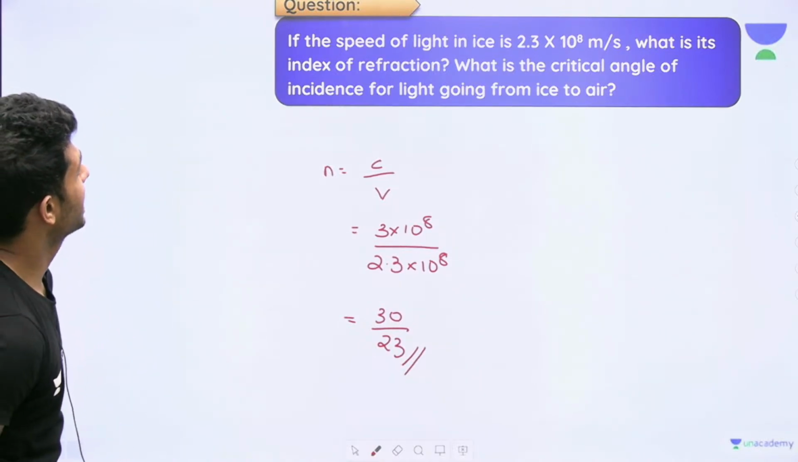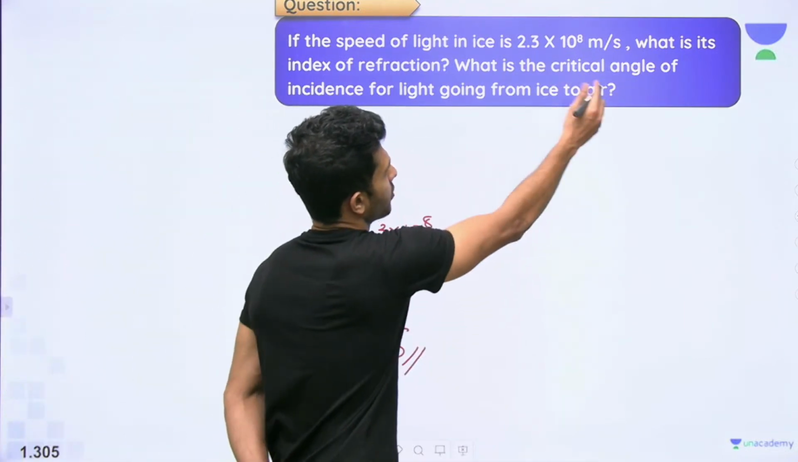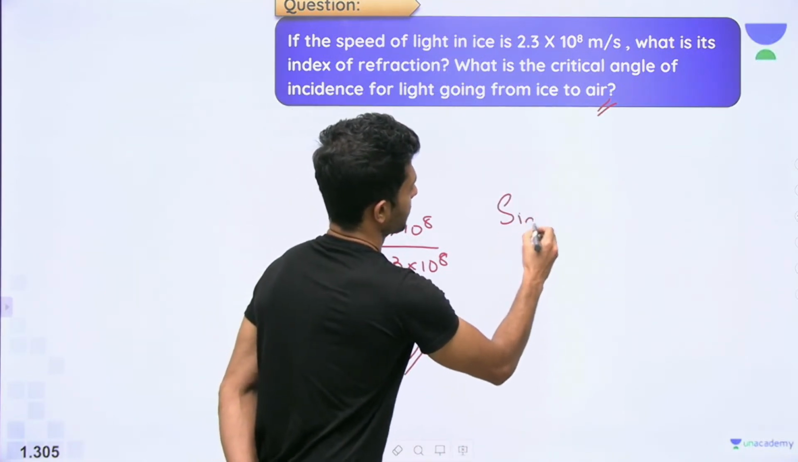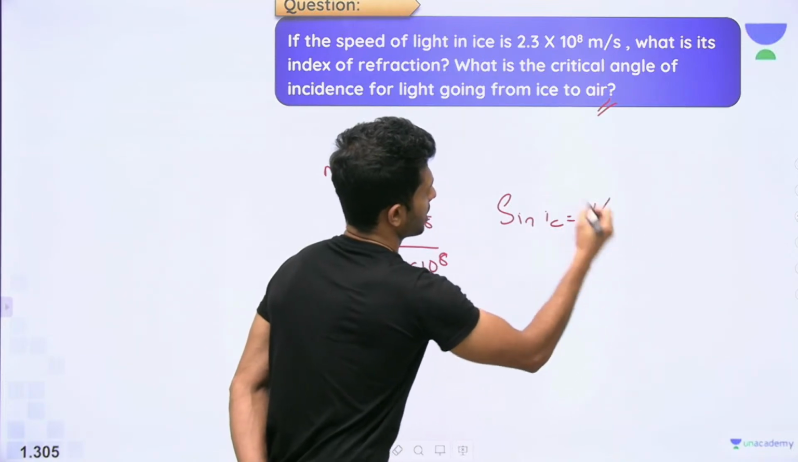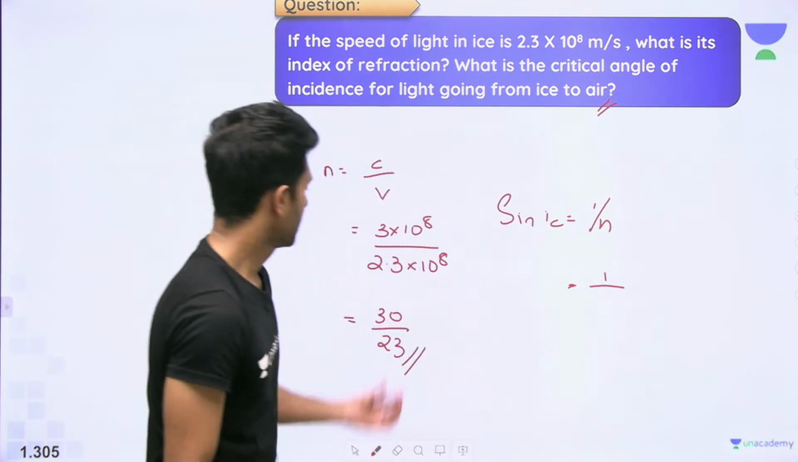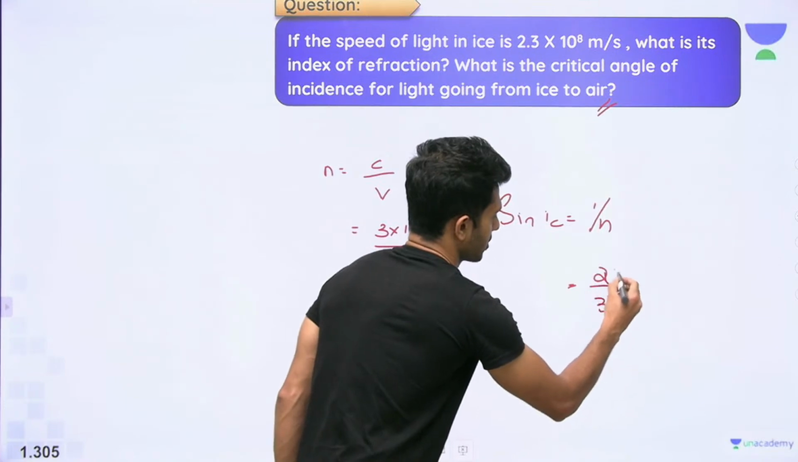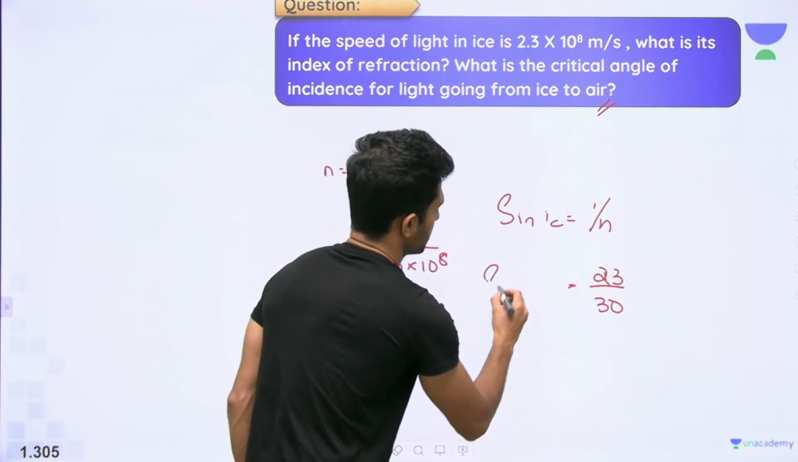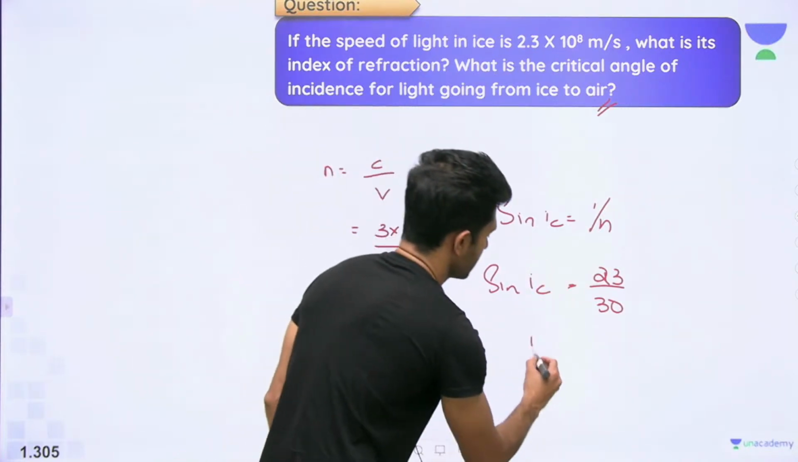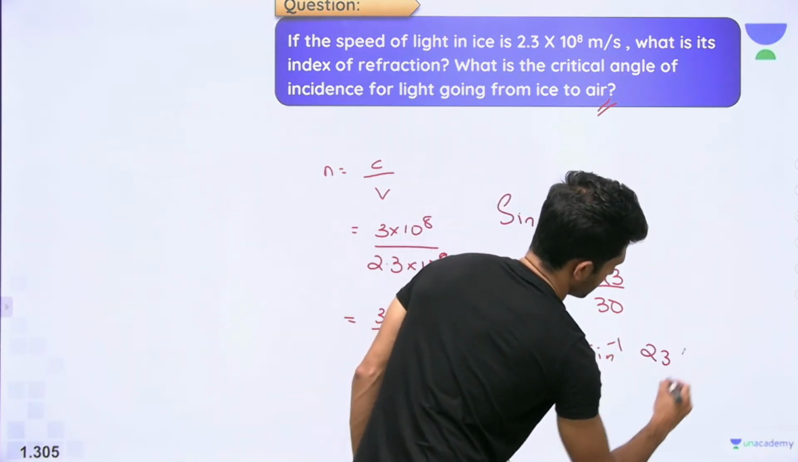What is the critical angle of incidence for light going from ice to air? Okay. So for rarer medium as air, tell me what was the formula for critical angle? Sin ic is equal to 1 by n, right? What is the value of 1 by n? 30 by 23. So sin of ic is equal to 23 by 30. So ic will be the sine inverse of 23 by 30.